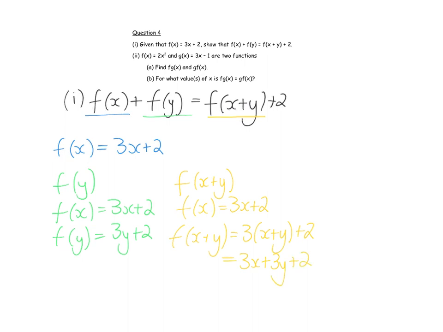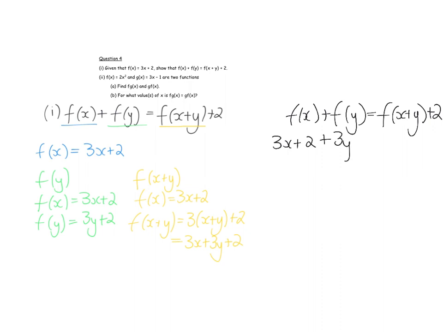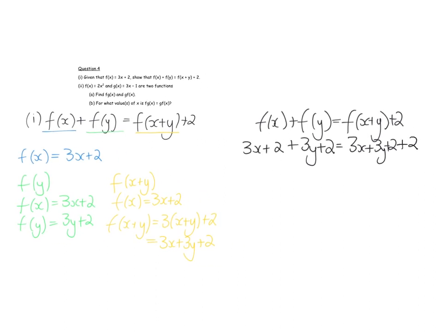Now, then what we do is we go back and we sub in the answers we got. So first of all, we need f of x plus f of y is equal to f of x plus y plus 2. So f of x is 3x plus 2, f of y is 3y plus 2, and that's equal to f of x plus y, which is 3x plus 3y plus 2, and then at the very end we have a plus 2 as well.